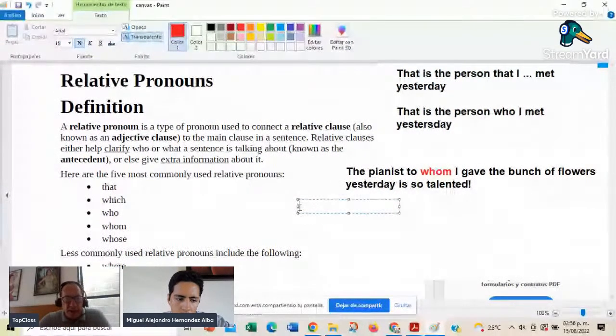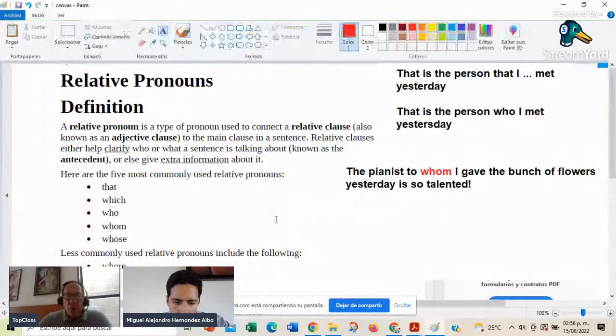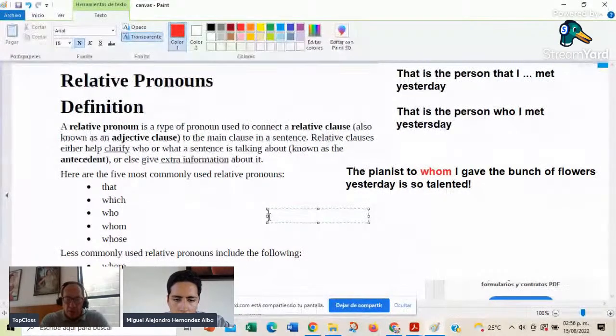A couple of cases in which you use relative pronouns, you use declinations, and then you use the word whose also when something belongs to something, to someone. For example, the man, right?